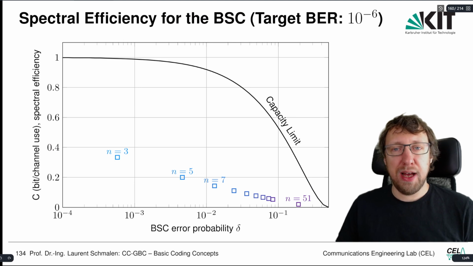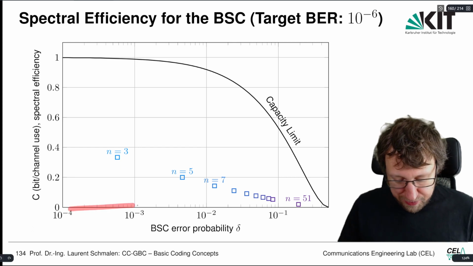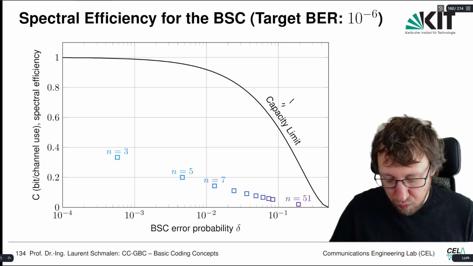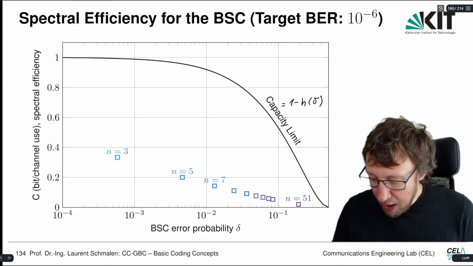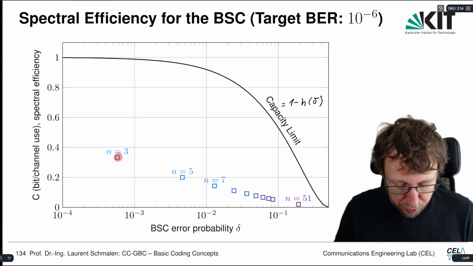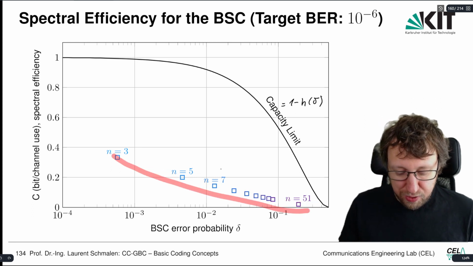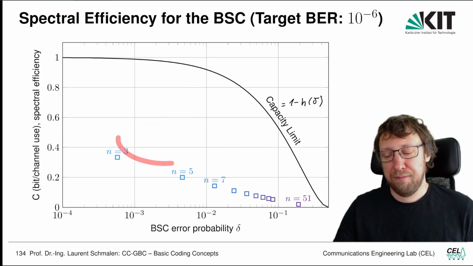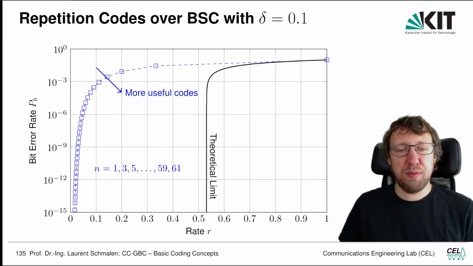So now let's take a look at the binary symmetric channel per se. We can also draw a spectral efficiency chart. We have the error probability delta, and we have the capacity. We know that the capacity limit is equal to 1 minus the binary entropy function of delta. And we can plot the performance of the codes as a function of delta also. And we see that there's also a very, very big gap with the capacity limit in this case. And this is another description of the code.